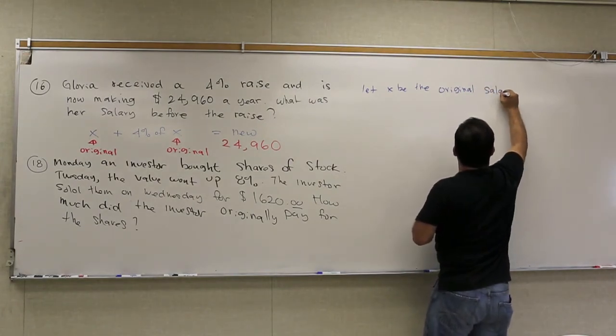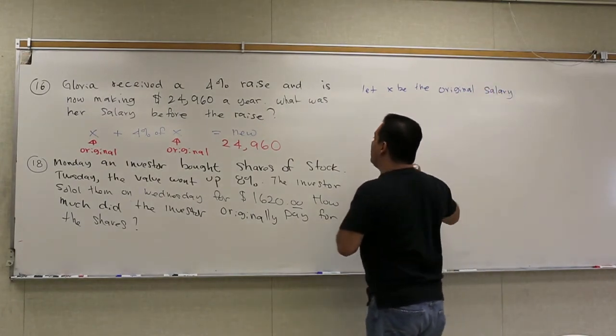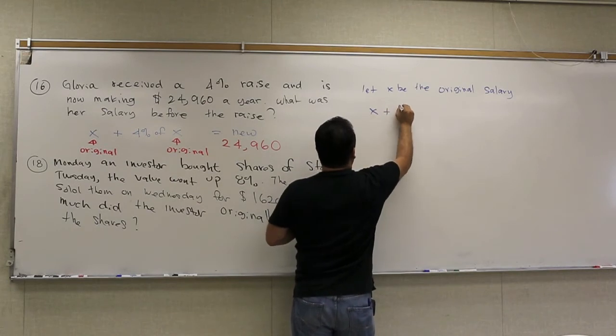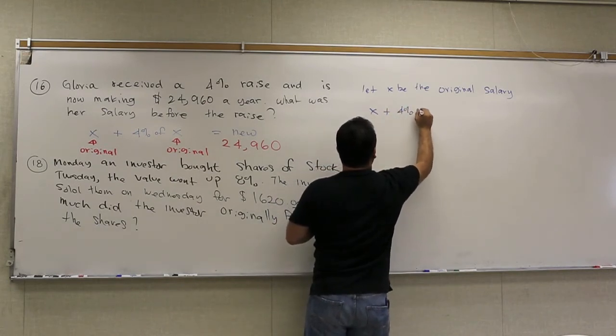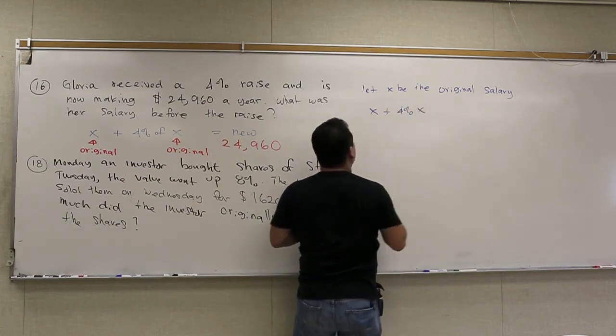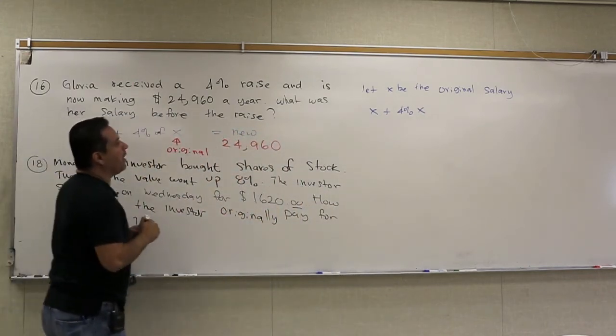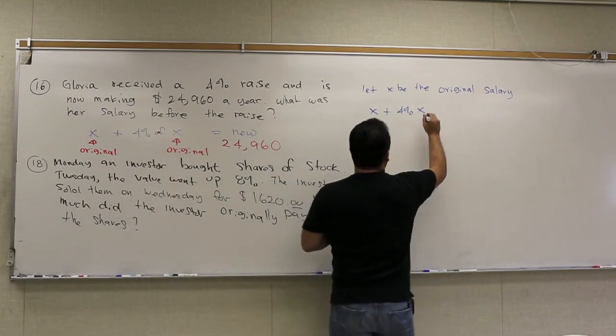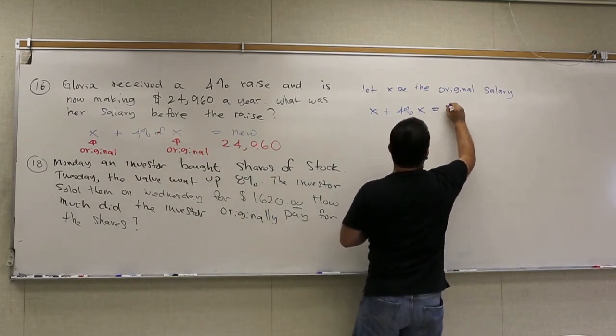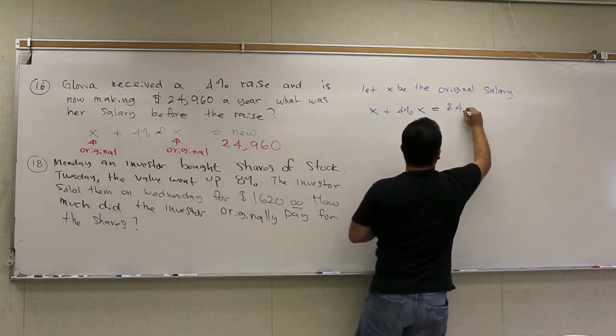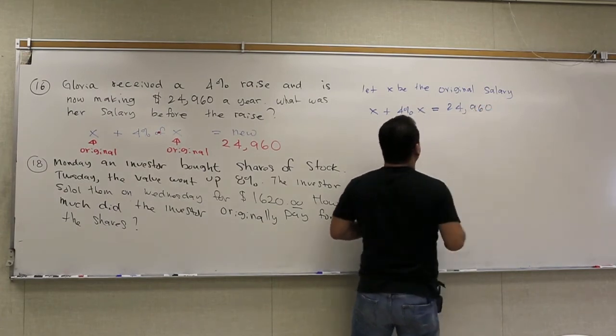So X is the original salary, and if X is the original salary, you get X plus 4% of X. Now 4% of X, remember the word "of" means to do what? Multiply. And that should equal her new salary of $24,960. Okay?